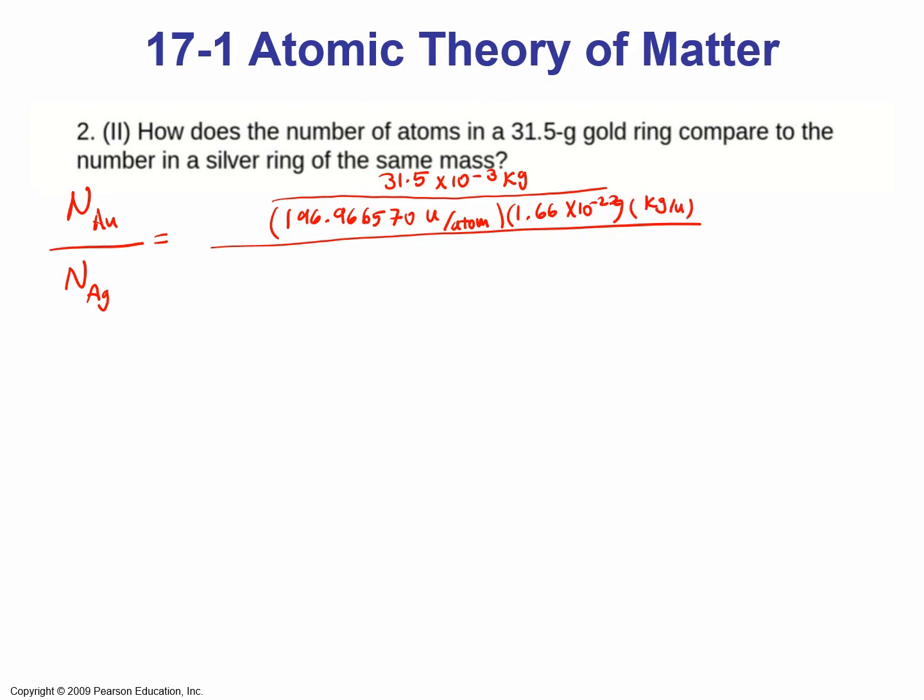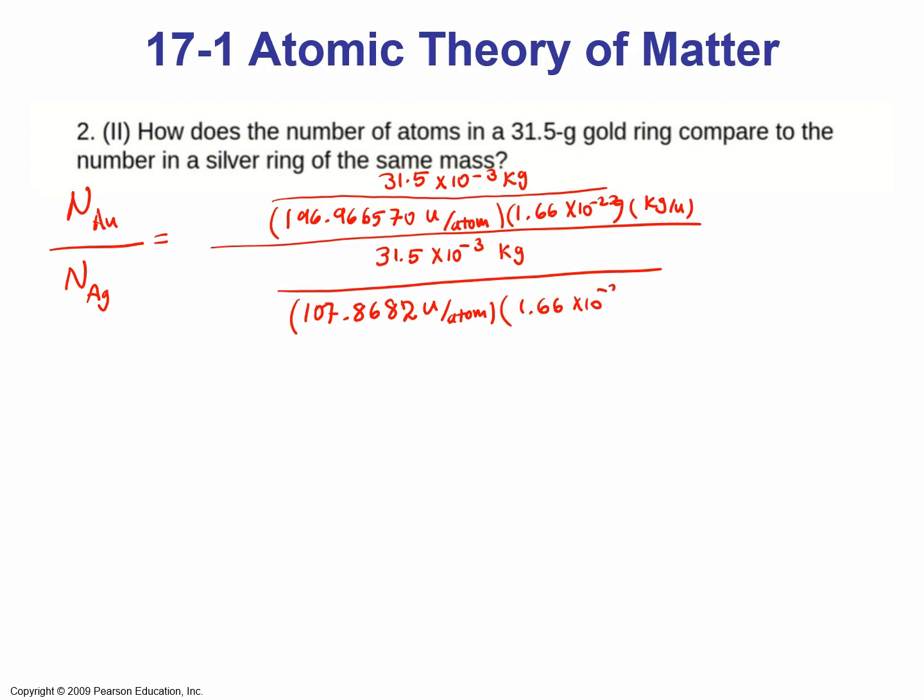Okay. For Ag, or silver, we have the same 31.5 gram times 10 to the minus 3, converting gram into kilogram, divided by the atomic mass of silver, which is 107.8682 U per atom, multiplied by the conversion of U to kilogram, which is 1.66 times 10 to the minus 27 kilogram per U.